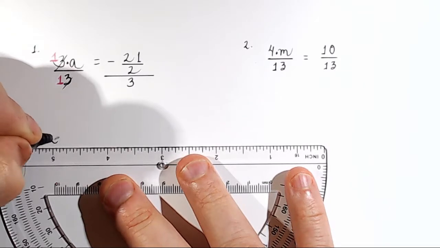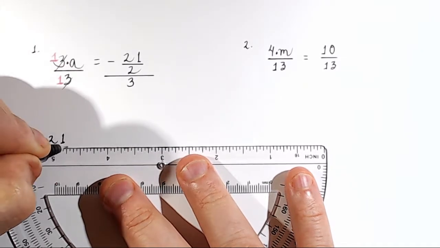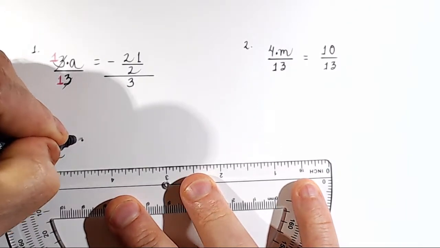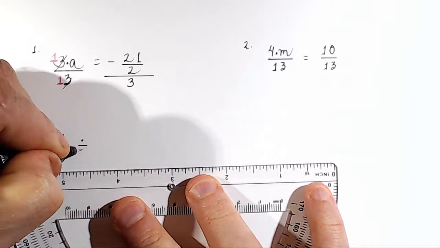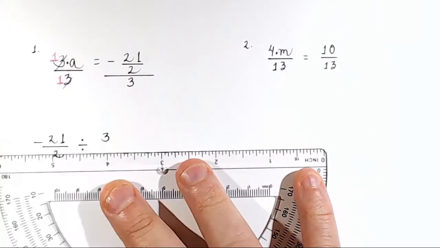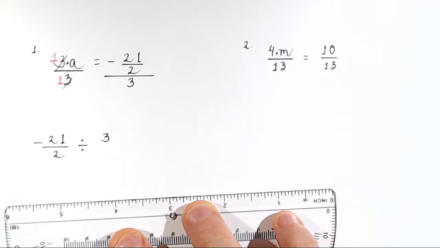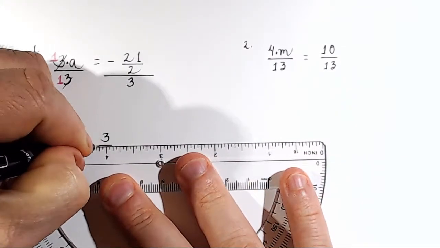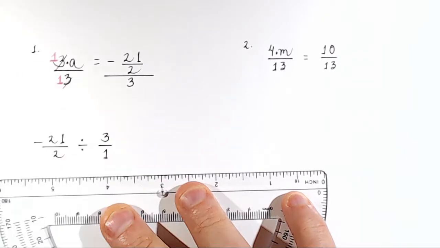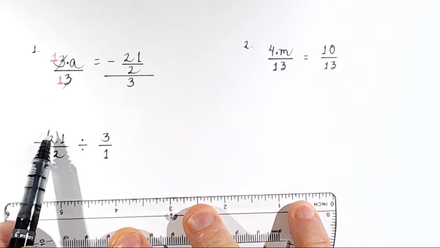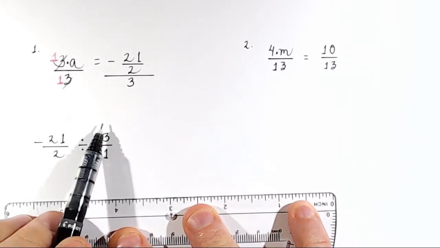You have negative 21 over 2 divided by 3. Recall that you can always write a whole number as that number over 1. So on the right side, we can say we're dividing negative 21 over 2 by 3 over 1.